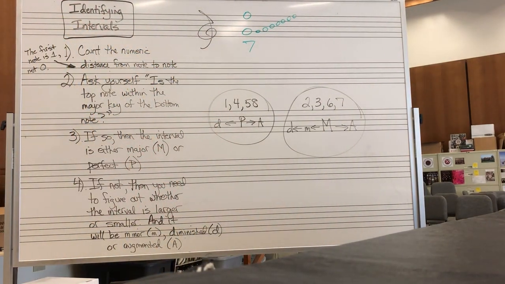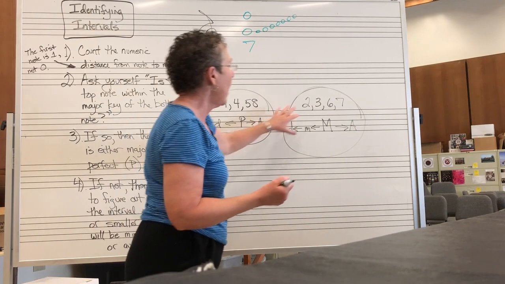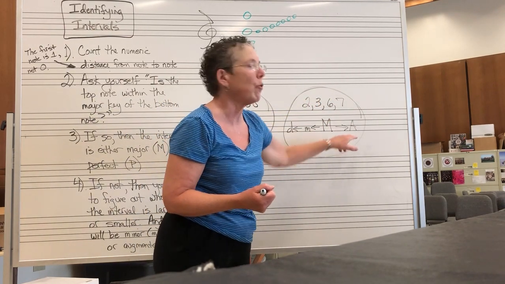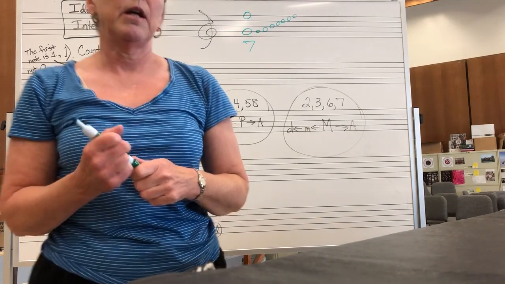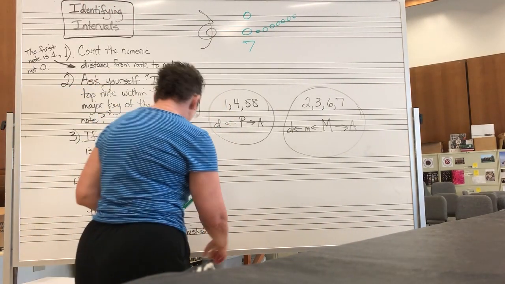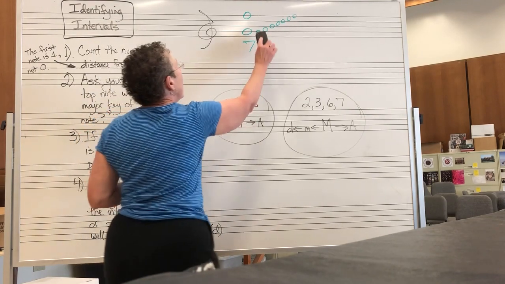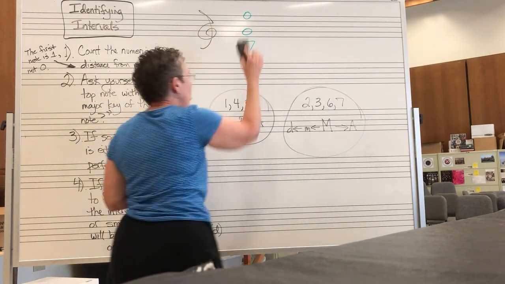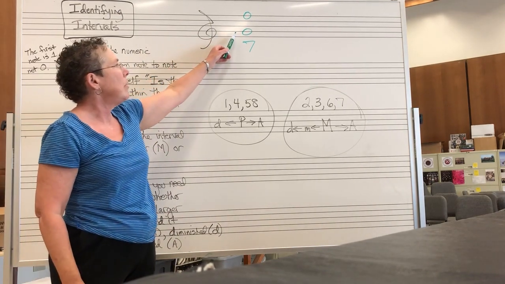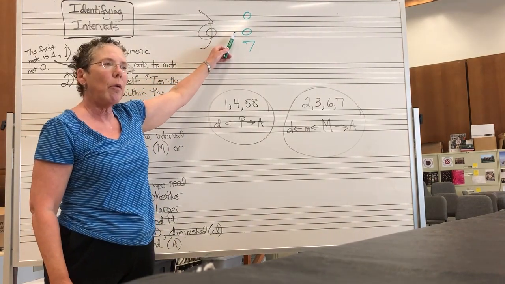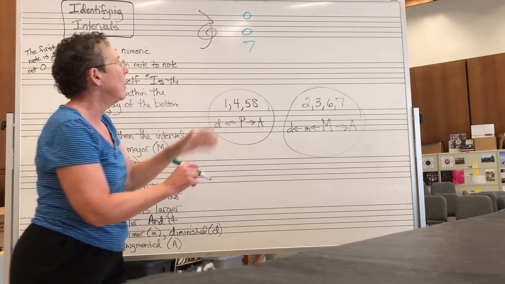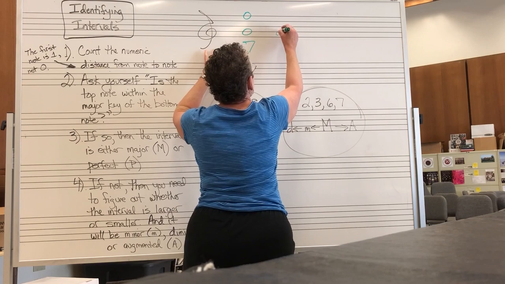So I know that it could never be perfect. It has to be either major or minor or diminished or augmented. It can't be perfect because it's a 7, okay? Now I have to ask myself, is that top note, that F, in the key of G major? And I know all my key signatures, right? And I know that G major is this scale here.